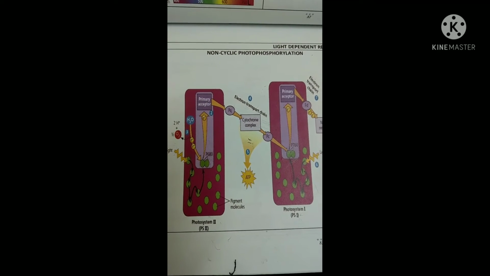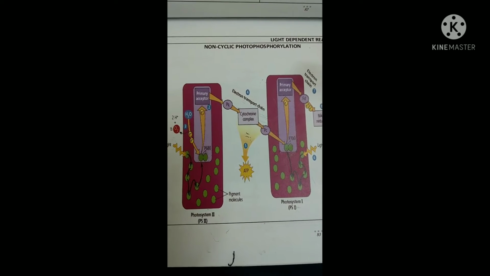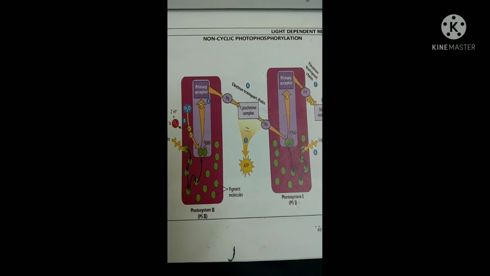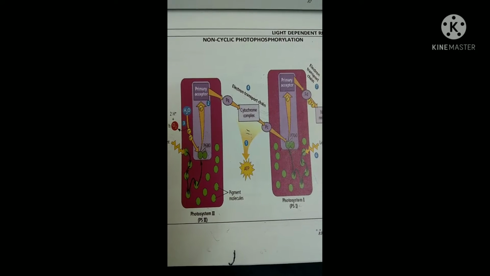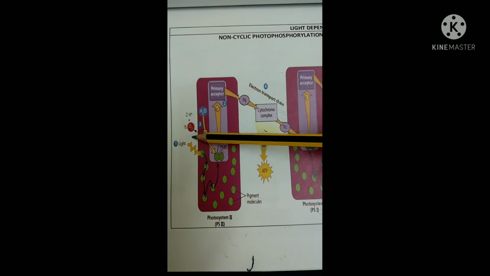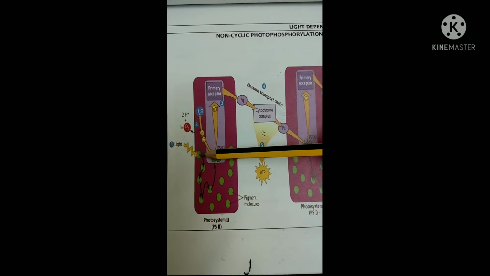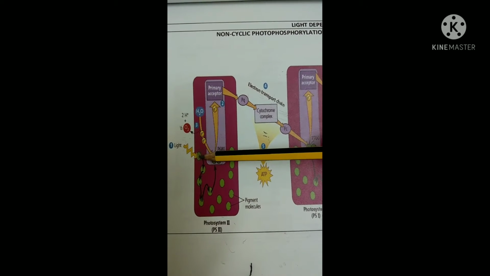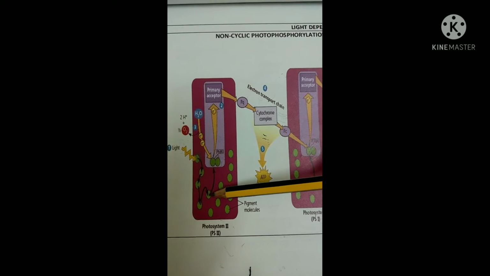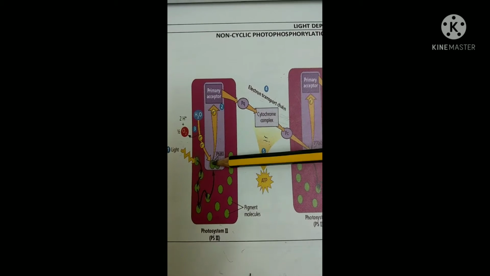So now I'm going to explain about the non-cyclic photophosphorylation. The non-cyclic photophosphorylation involves photosystem 2 and 1, which consist of an antenna complex and a reaction center, which is P680. The activation begins when light is absorbed by the pigment molecule, or we can call it chlorophyll. The energy from the pigment will transfer from one to another until it reaches the reaction center. So the P680 is the reaction center.